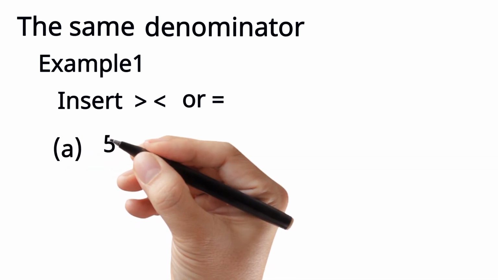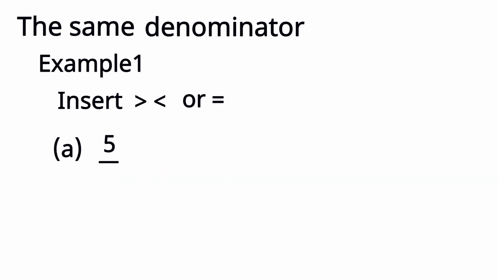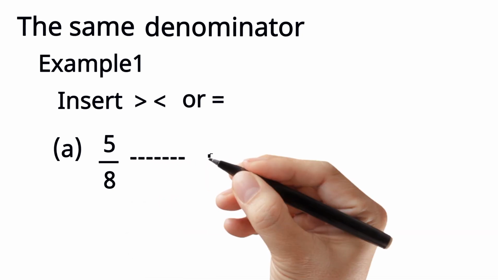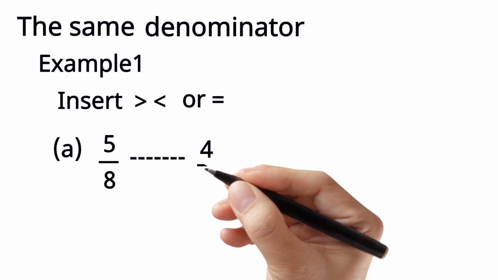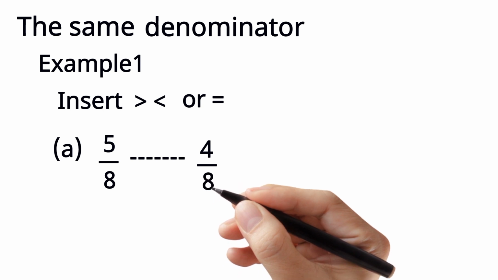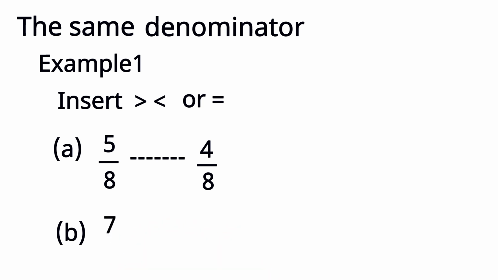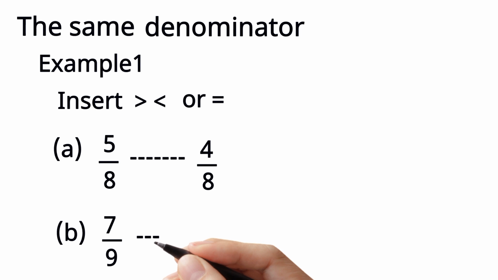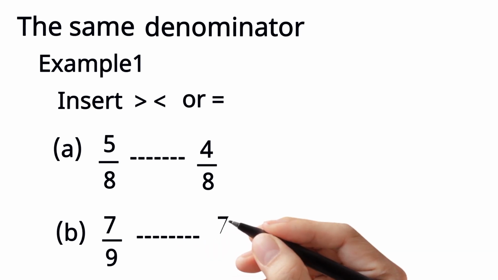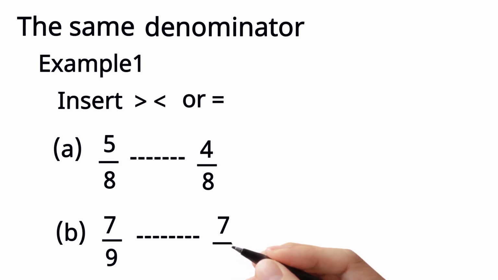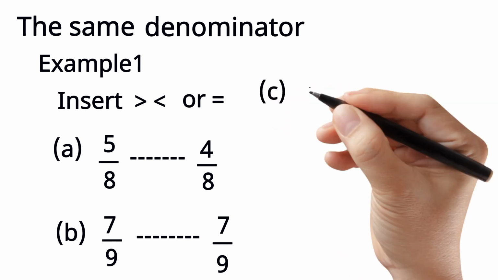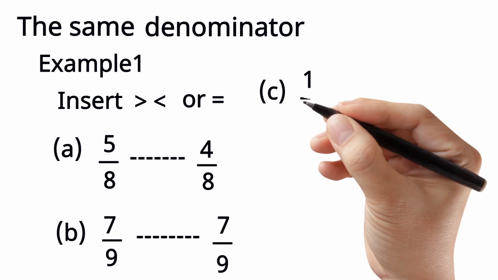Starting with A, 5 over 8. Put the correct sign here, and then the other fraction is 4 over 8. Now B, 7 over 9, then put the correct sign here. The other fraction is just 7 over 9. So this is just equal to each other because the numerator and denominator of the first fraction are equal to the numerator and denominator of the other fraction.